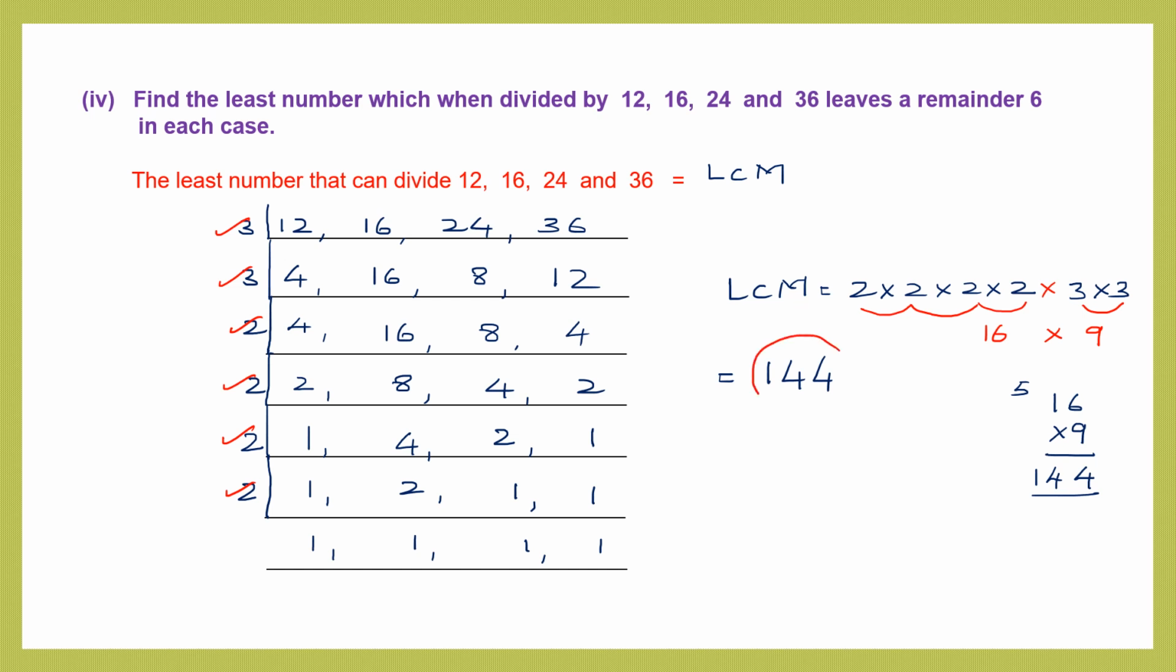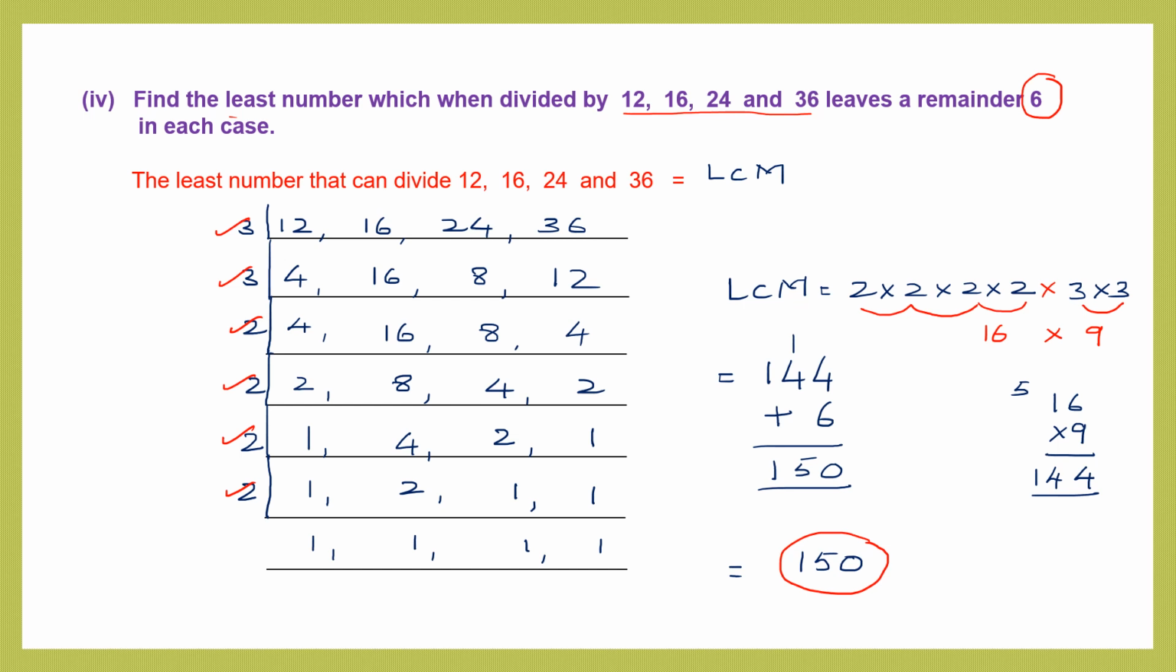So this is our final answer. LCM is 144. So we found the least number. Okay, so that is we found the LCM. Now it says it leaves a remainder 6. So what should we do with this 144? Now we take 144 and add 6 to it. It leaves a remainder, isn't it? Add 6 to it. So 6 plus 4 is 10. Carry 1. 4 plus 1 is 5. Plus 1, 150. So 150 is my final answer. This is the least number which when divided by these numbers will leave a remainder 6.